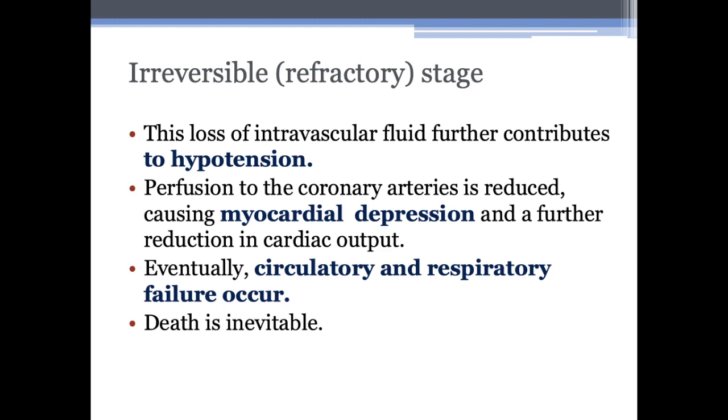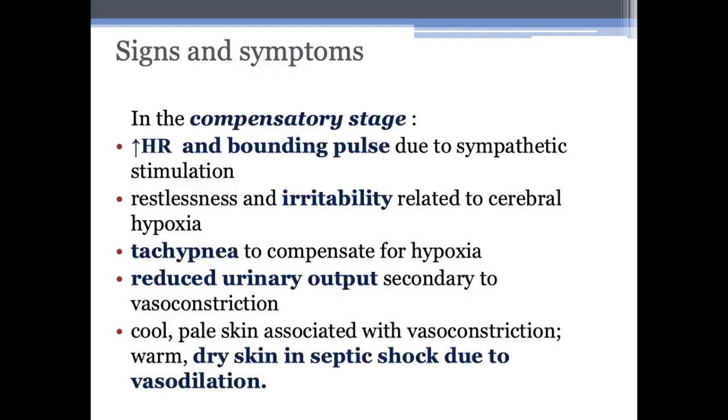And if we are going to make a pathogenetic scheme of development of the compensatory stage, progressive stage, and irreversible stage, we have some markers for each stage. If we discuss the compensatory stage, we see increase of heart rate, maintenance of BP, tachycardia and tachypnea, but already reduced urinary output and some changes in the skin, but it depends. Mostly we see vasoconstriction and cool, pale skin, but sometimes in septic shock it could be warm and dry skin because of release of different vasogenic amines, biogenic amines, and because of vasodilation.